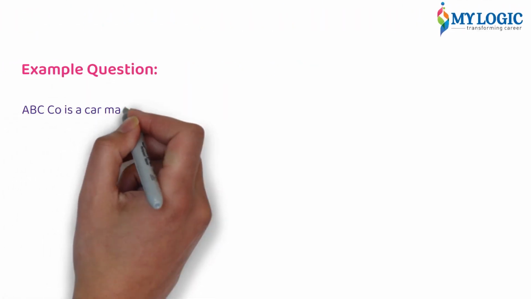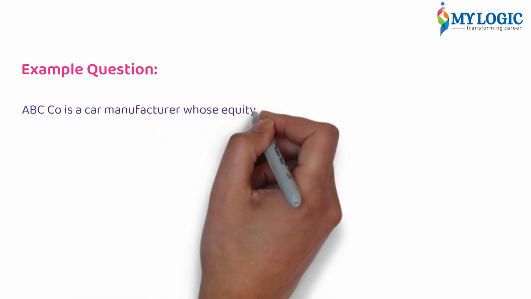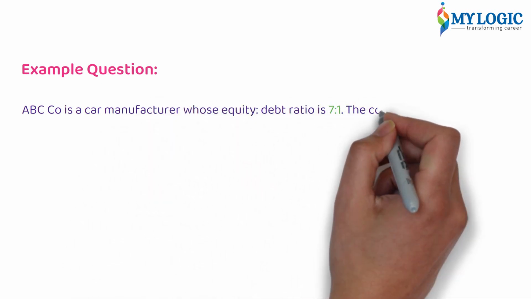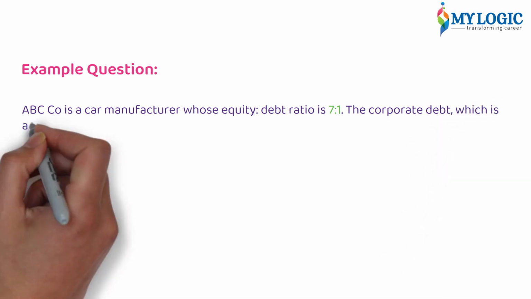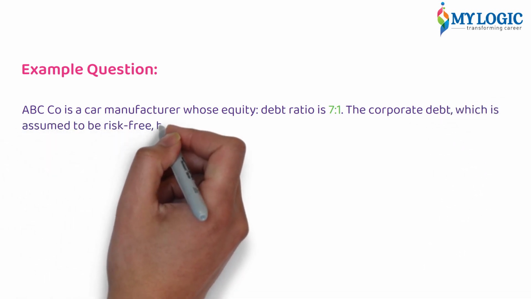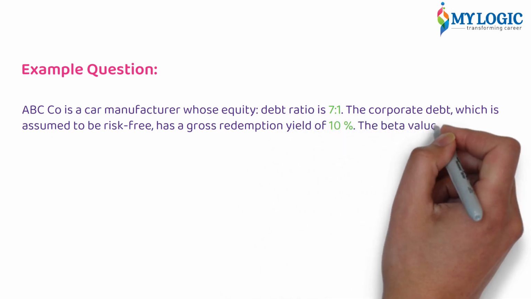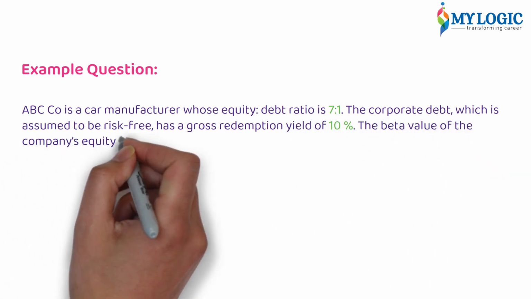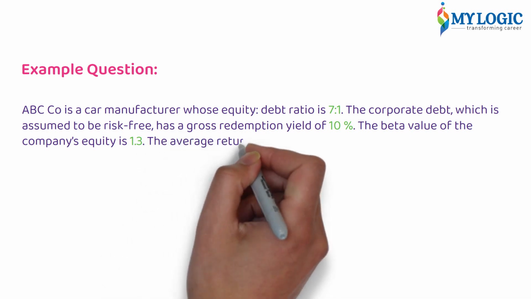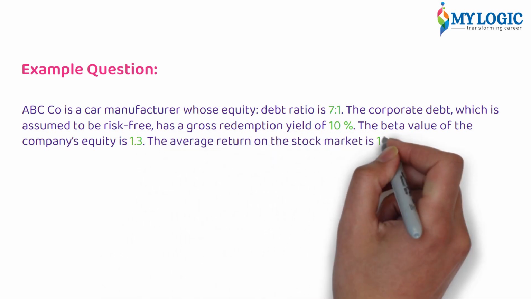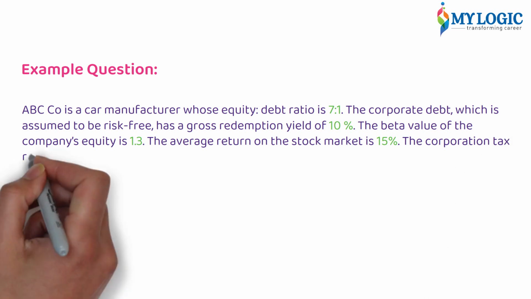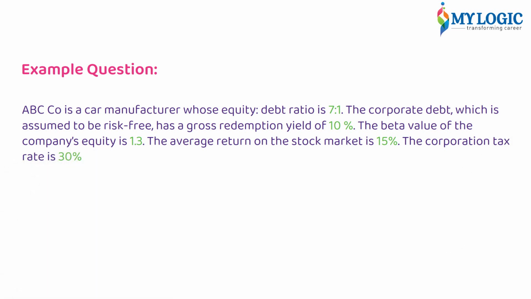Example question. ABC Companies is a car manufacturer whose equity debt ratio is 7:1. The corporate debt, which is assumed to be risk-free, has a gross redemption yield of 10%. The beta value of the company's equity is 1.3. The average return on the stock market is 15%. The corporation tax rate is 30%.